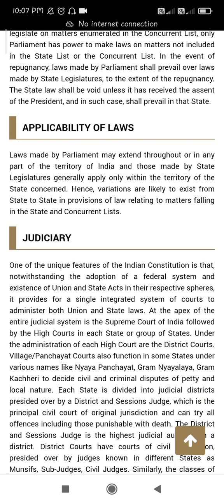Applicability of laws. Laws made by Parliament may extend throughout or in any part of the territory of India, and those made by state legislatures generally apply only within the territory of the state concerned. Hence, variations are likely to exist from state to state in provision of law relating to matters falling in the state and concurrent list.